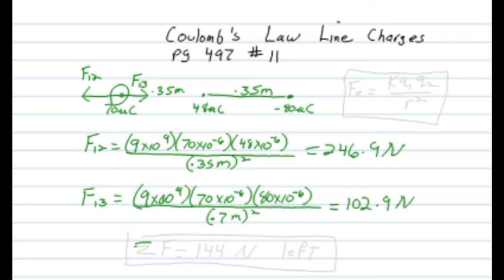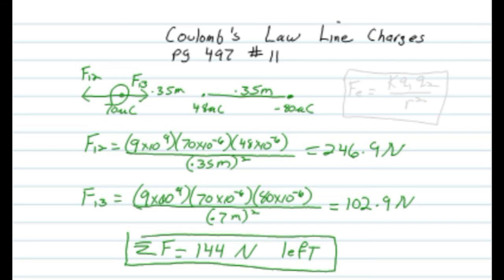So the net force, if you look at the diagram, is going to be 246.9 to the left and 102.9 to the right. So 246.9 minus 102.9 equals 144 newtons to the left. Someone might say, well, it's negative 144 newtons. It depends on how you define your positive and negative directions.